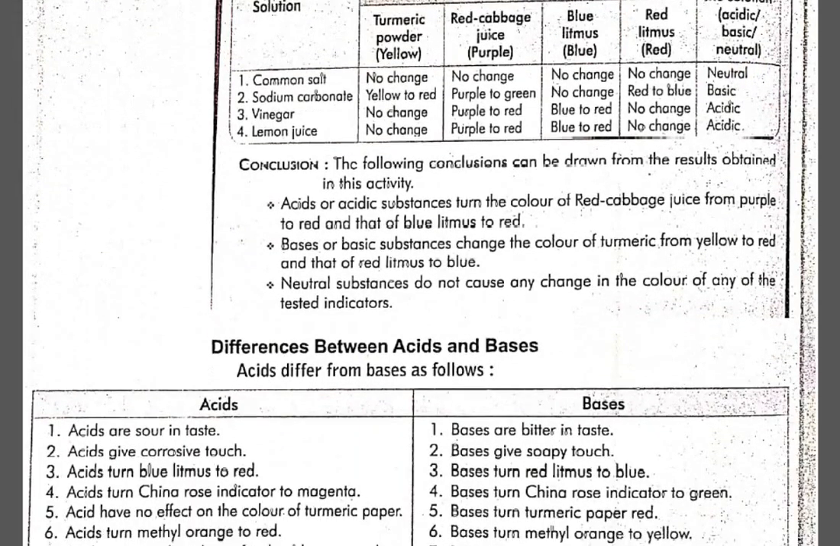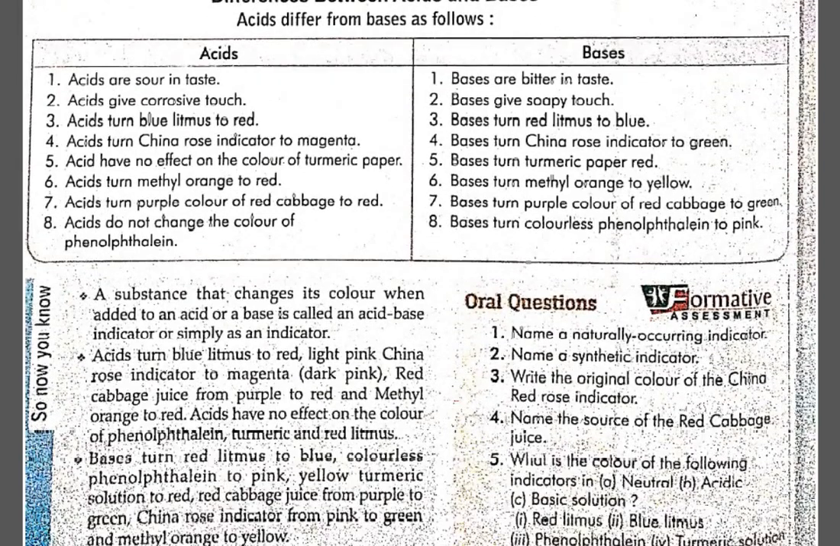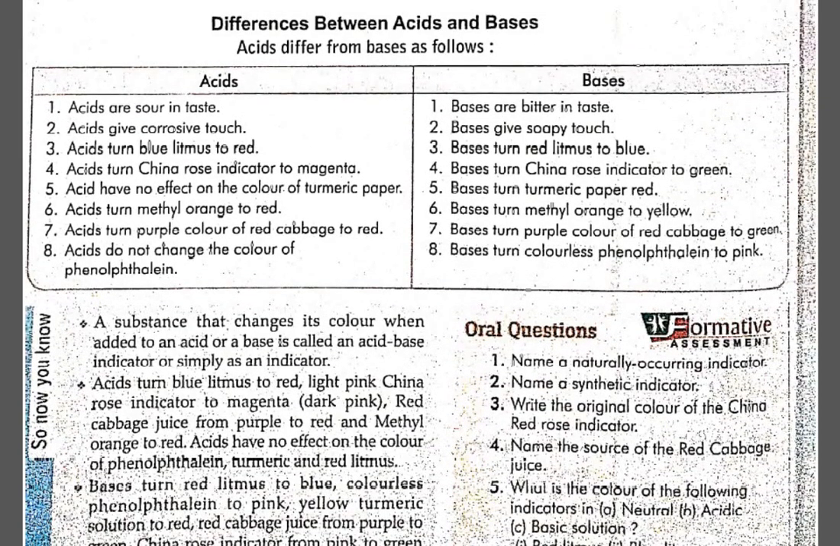Now based upon this, we have certain differences between acids and bases. So let's see all of them one by one. Acids are sour in taste, bases are bitter in taste. Acids give a corrosive touch, whereas bases give a soapy touch. Acids turn blue litmus to red, whereas bases turn red litmus to blue. This is something which I have already discussed in the previous class.